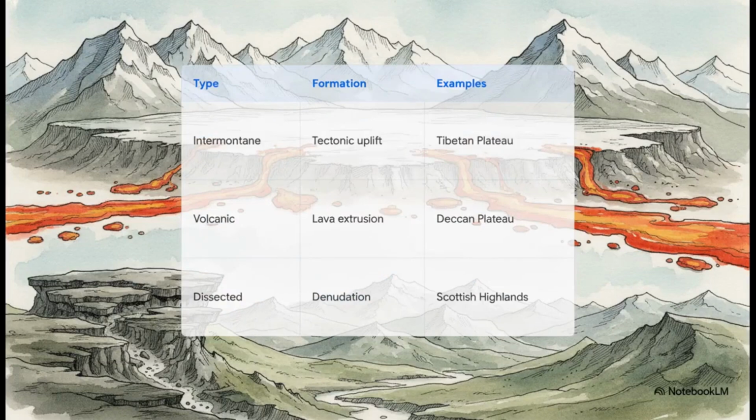And this brilliantly illustrates how different processes yield completely unique tablelands. We have intermontane plateaus, which are those tectonic uplifts sandwiched right between mountains, like the massive Tibetan Plateau in Asia, famously known as the roof of the world. Then we have volcanic plateaus, formed by lava extrusion, like India's Deccan Plateau and the Columbia Plateau in the USA. And finally, dissected plateaus, shaped over time by erosional denudation, like the beautifully rugged Scottish Highlands.